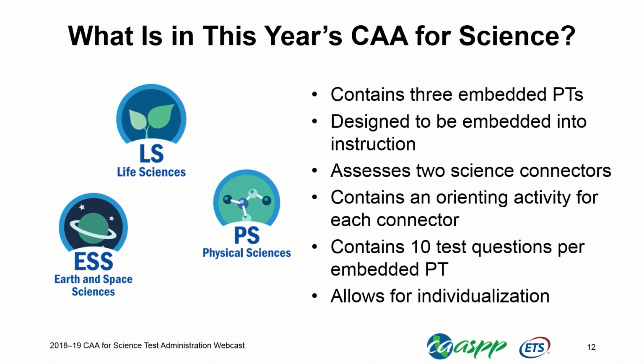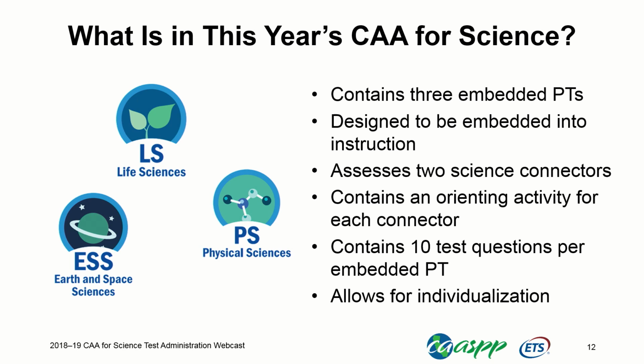So as noted before, this year's CAA for Science will comprise 3 embedded performance tasks like last year, and they're designed to be incorporated into the instructional calendar, which is a very important point. We'll come back to that when we talk about scheduling. Each embedded performance task assesses 2 science connectors this year, and each embedded performance task has 10 test questions. Like Linda was showing you on that prior slide, it showed half of one performance task, but there's 10 questions in total in each embedded PT. Each embedded PT has 2 orienting activities. Each of those correspond to 5 test questions that come right after that orienting activity.